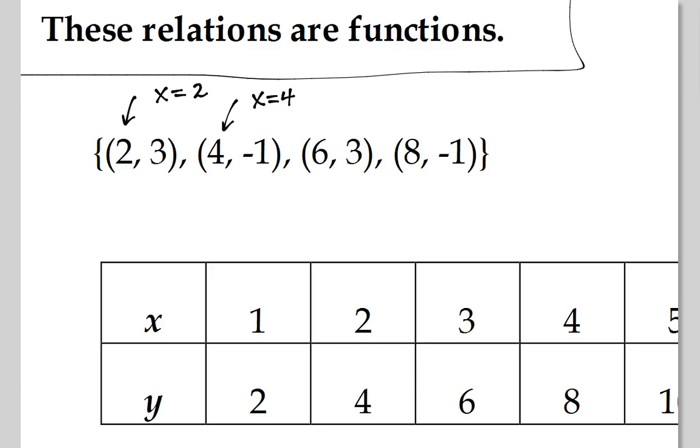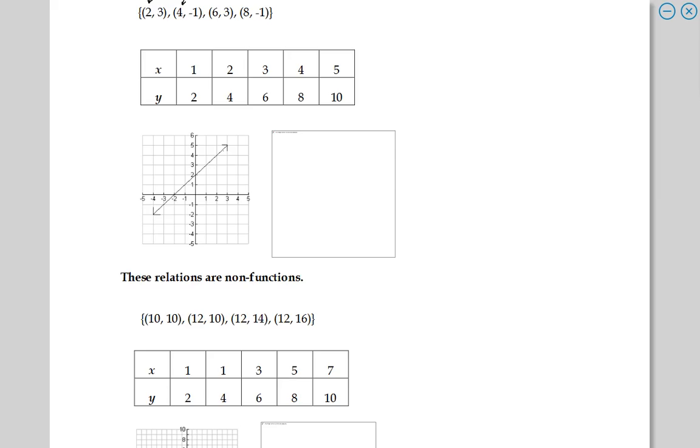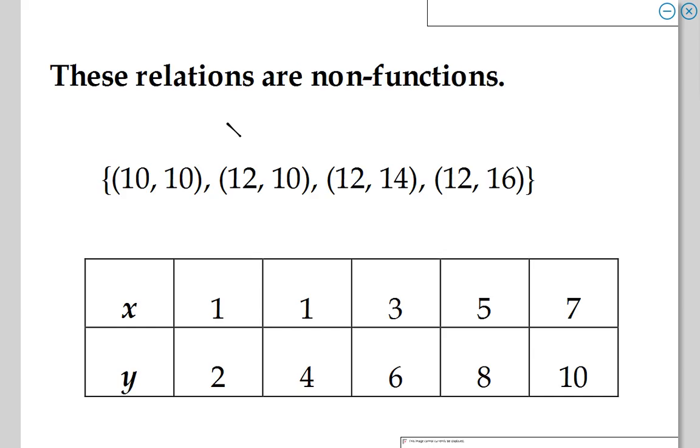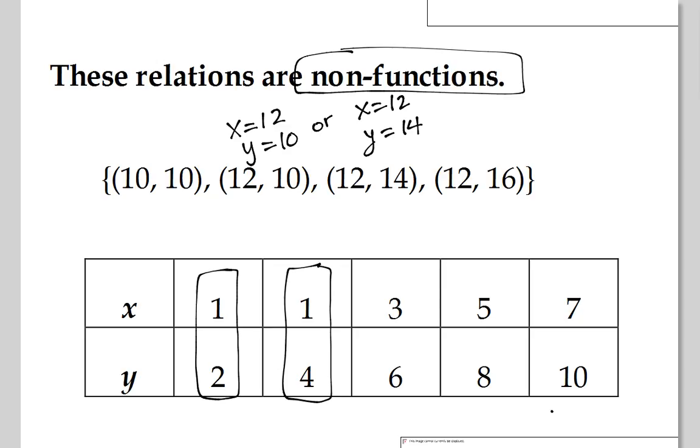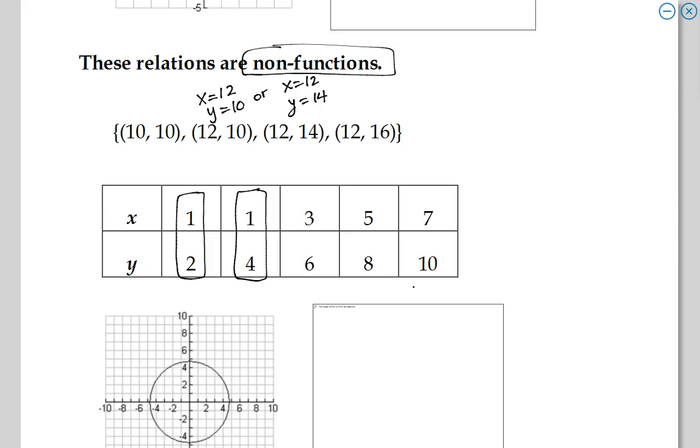How would you make this not a function? Look at this one. Look at x equals 12. When x equals 12, y could be 10. Or when x equals 12, y could be 14. So that makes it a non-function, because for that particular x, there's two y's. And that's not allowed. Each x can only have one y. Look at this one. When x is 1, y is 2. But when x is 1, y is also 4. So that's a problem. That's why it's not a function.